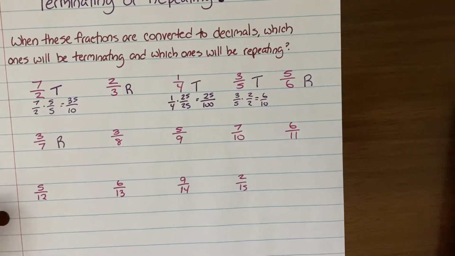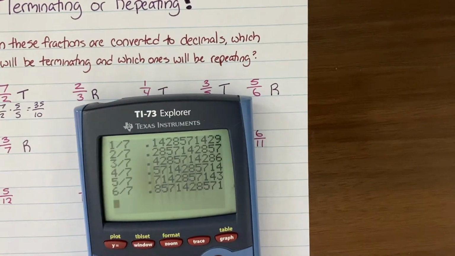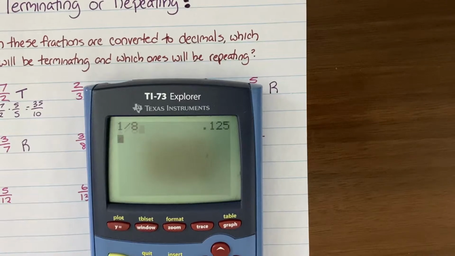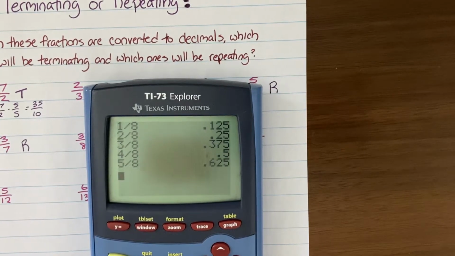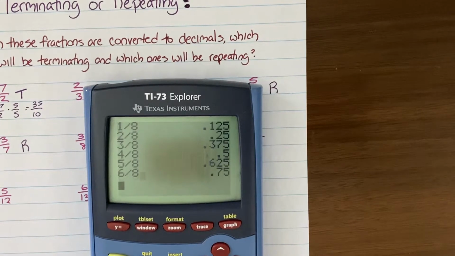How about 8? Let's check. 1/8, terminating. 2/8, terminating. 3/8, 4/8, 5/8. Looks like we're dealing with terminating decimals here.